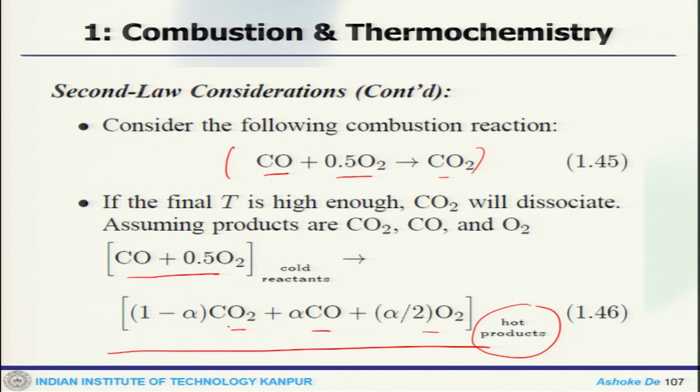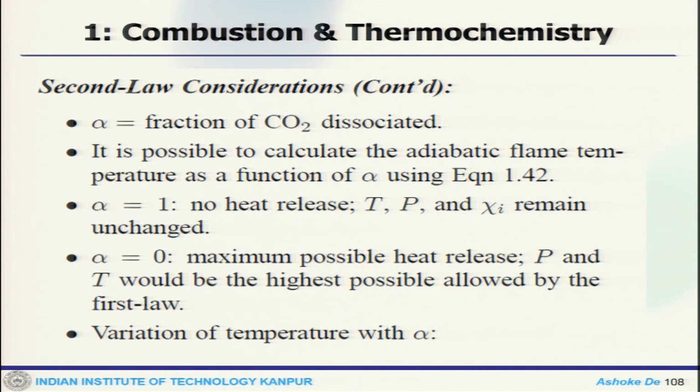It is not that complete CO2 will get dissociated. So, if some percentage of the CO2 gets dissociated, it will form this much oxygen and CO. Now, as I said, alpha is the fraction of CO2 dissociation. So, if we calculate the adiabatic flame temperature as a function of alpha, then we can see what happens.